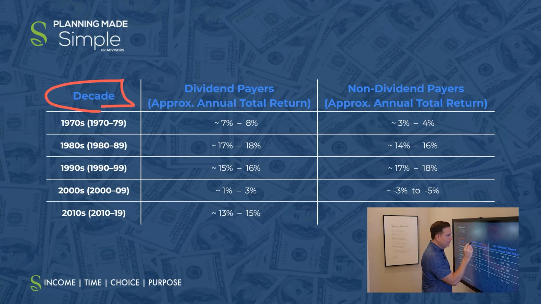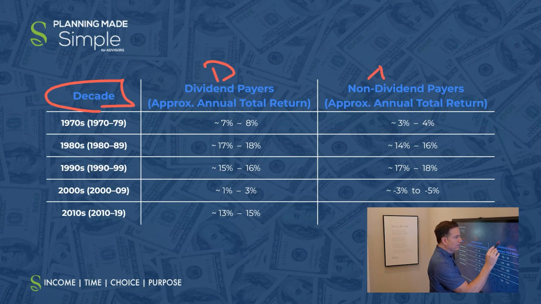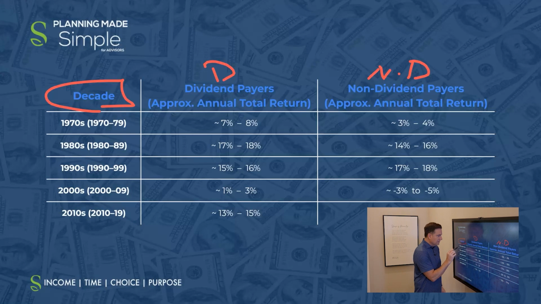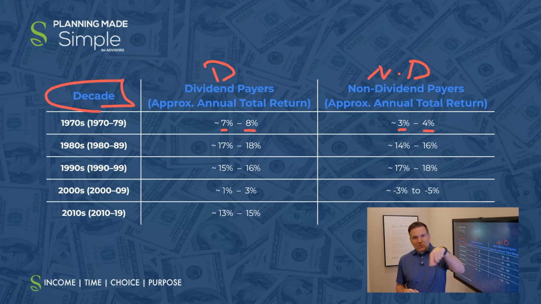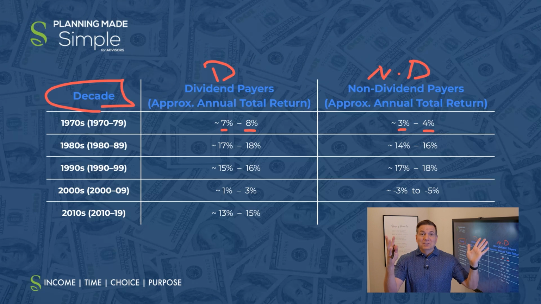1970s, dividend payers. So these are the dividend payers, and then these are the non-dividend payers that you're going to see over the same decade. From 1970 to 79, dividend payers averaged 7 to 8%, where non-dividend payers were 3 to 4. That is a pretty significant difference, double the return in the 70s. The 70s was a lost decade. The market just started at a point and ended at a point. Nothing changed. Yet the growth stocks averaged about 3.5%, where dividend stocks averaged about 7.5%.